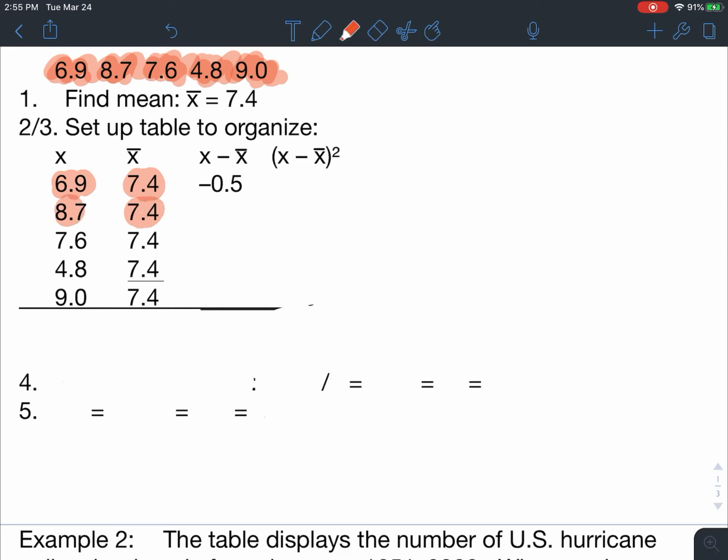And then we do it again. 8.7 minus 7.4, 1.3. 7.6 minus 7.4, 0.2. 4.8 minus 7.4, negative 2.6. And 9.0 minus 7.4 is 1.6.